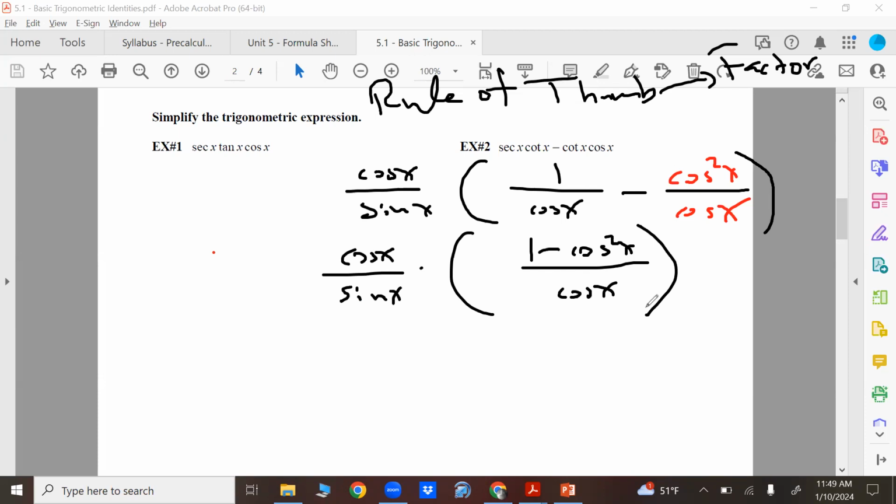You have this times this. Is there something common between the numerator of the first and the denominator of the second? What can I cross off? Cancel cosine. Love it. Perfect. Yes. Let's do it. So now you've got 1 minus cosine squared x over sine x.